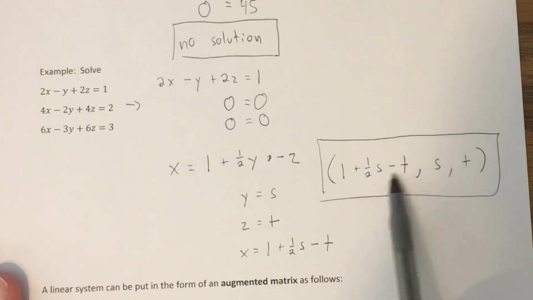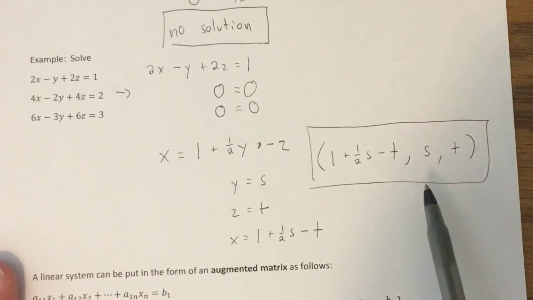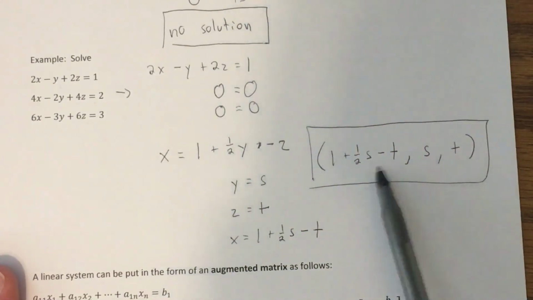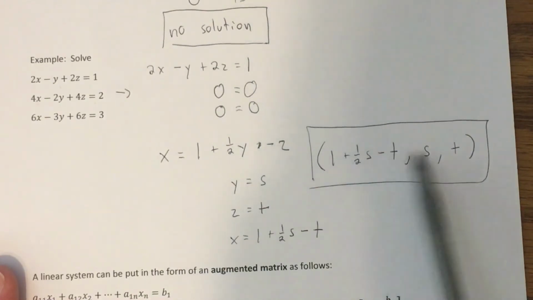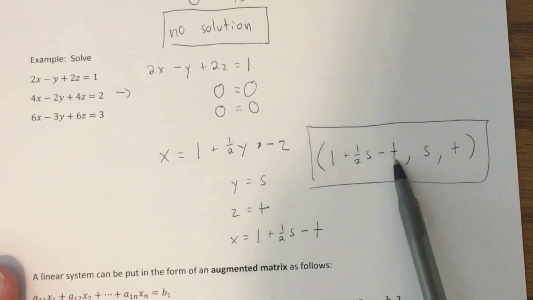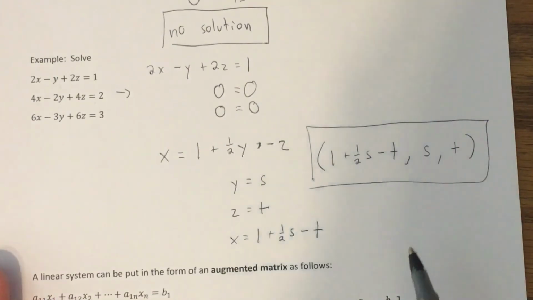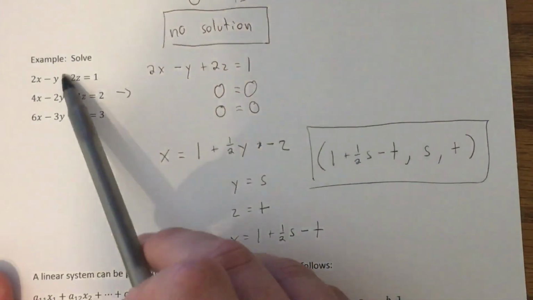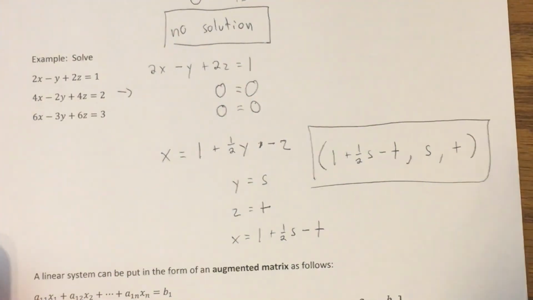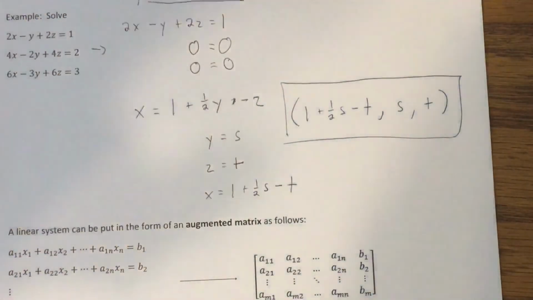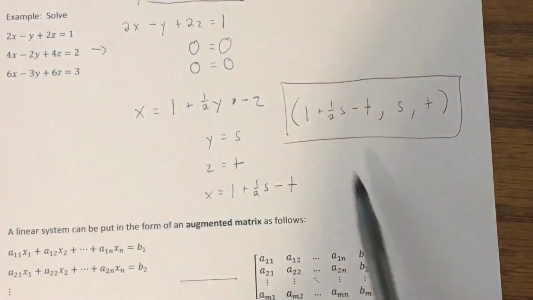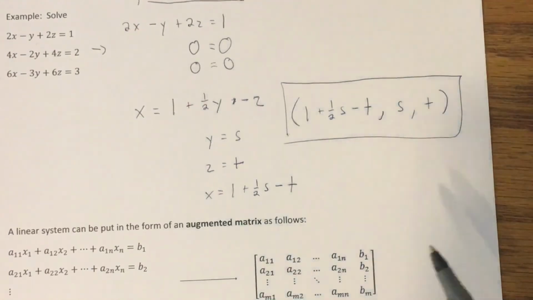I encourage you to play with this a little bit. Pick some values and plug them in for the s's and the t's. Make sure you're plugging the same number in for both s's, and then whatever number you choose for the t's, it's the same number for each one. Do that, and then check and see if it actually does satisfy these equations. But this is better than writing infinitely many solutions because it's telling us what the solutions look like.